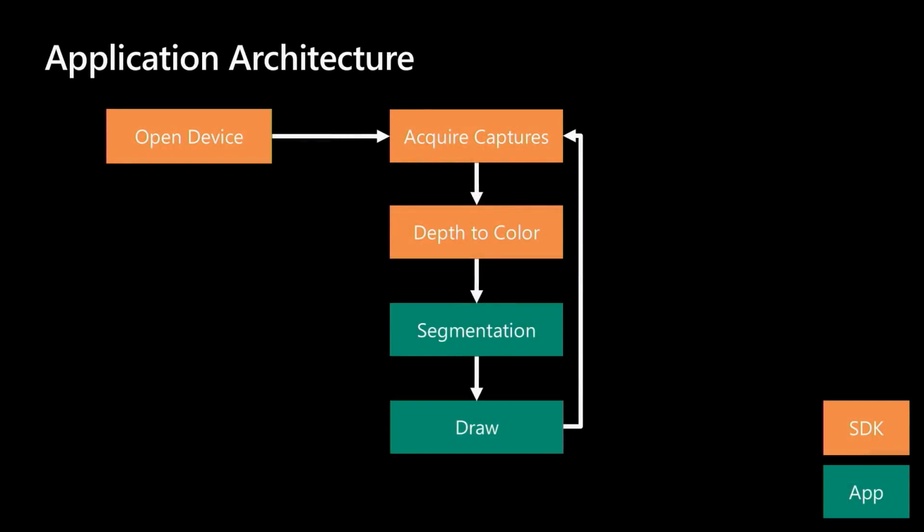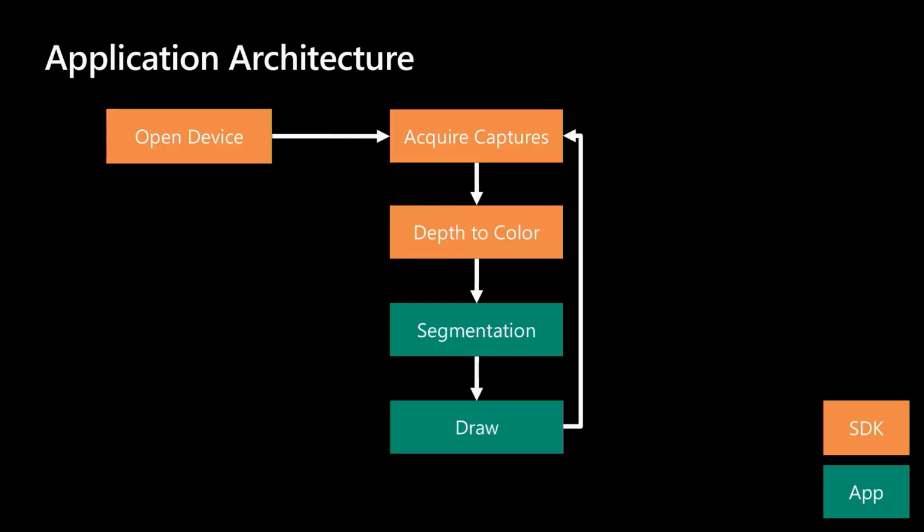All right, so in order to build an application that does a similar process to what that K4W application did, here's a rough application architecture. First, we need to open the device. We need to find a camera, and we need to get a handle to it. Second, we need to acquire captures off of the camera.